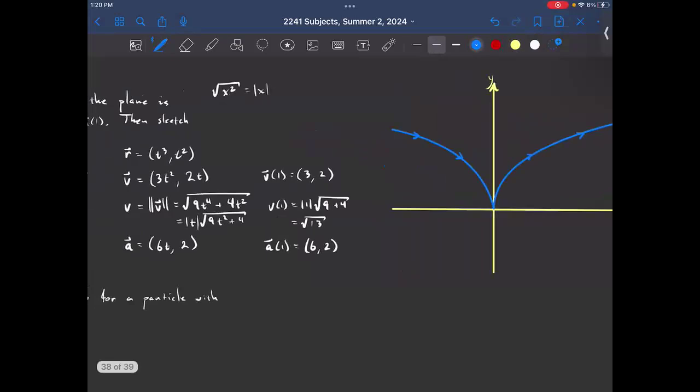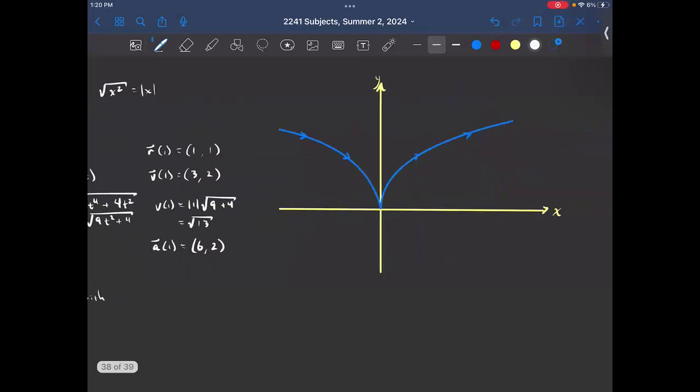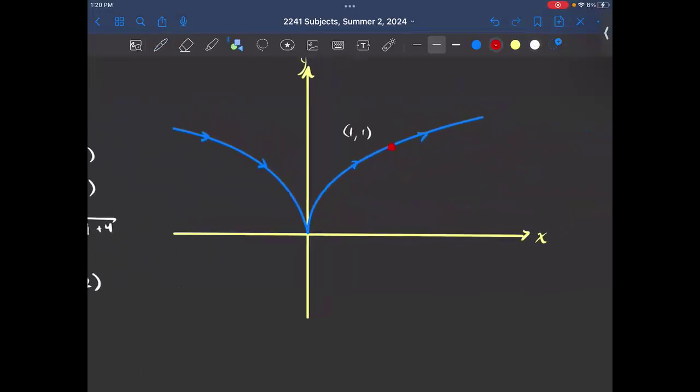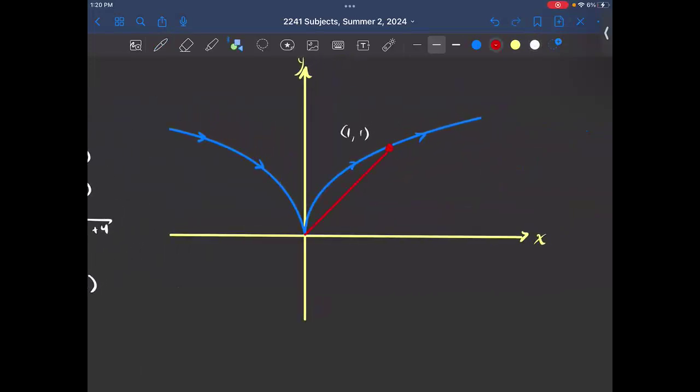All right, and let's see, maybe I need the position vector as well, because otherwise I won't be able to tell you exactly where to draw the velocity vector. So I get position 1, comma 1. Okay, and that should be somewhere around probably here. Okay, so there's our position 1, comma 1, right over here. All right, and now I can start drawing in my vectors. So my position vector goes from the origin to that point. Okay, that's r of 1.